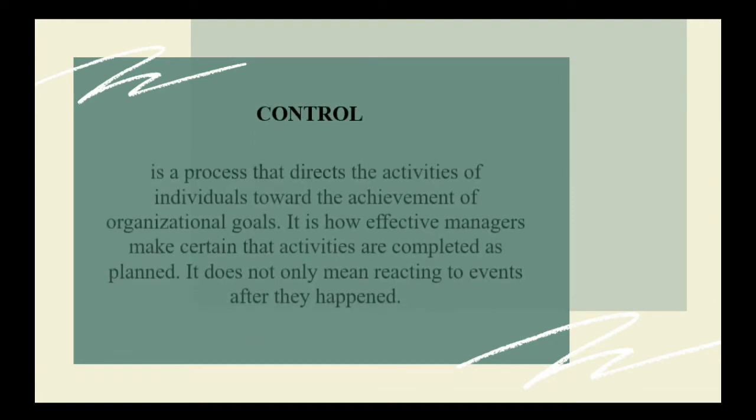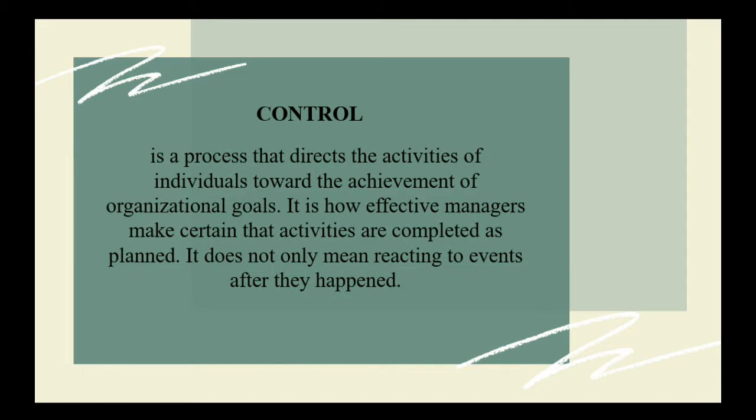So control is a process that directs the activities of individuals towards the achievement of organizational goals. It is how effective managers make certain that activities are completed as planned. It does not only mean reacting to events after they happen. It also means keeping an organization on the right road and anticipating events that may take place. Controlling, on the other hand, is the process whereby managers monitor and regulate how efficiently and effectively the organization and its members are carrying out the activities essential to accomplish organizational goals.